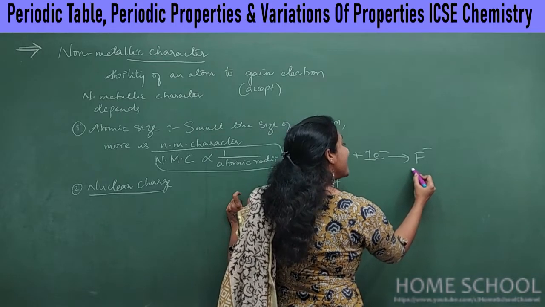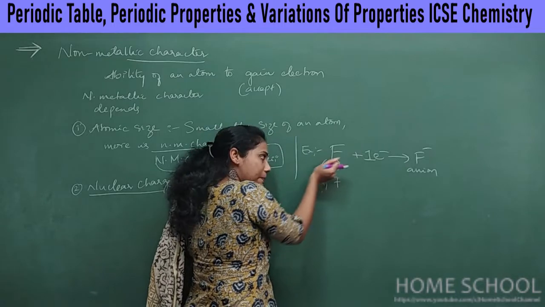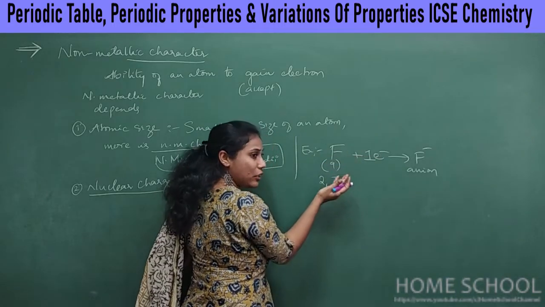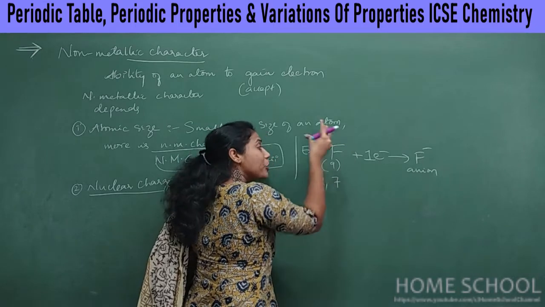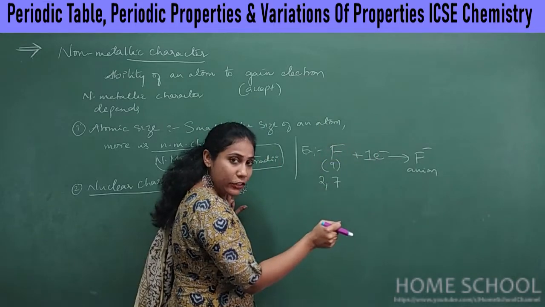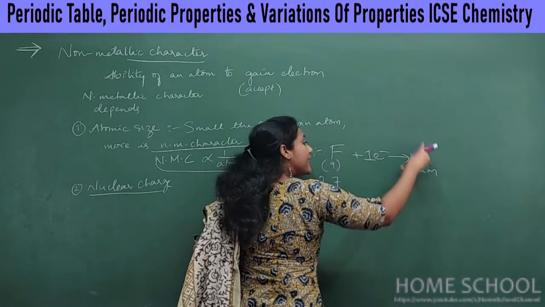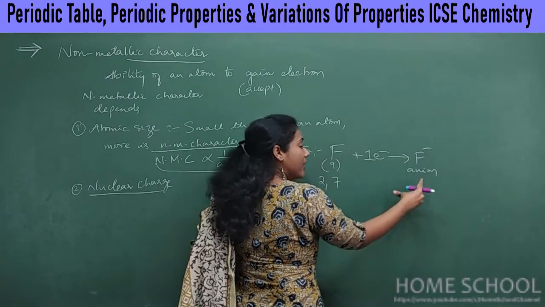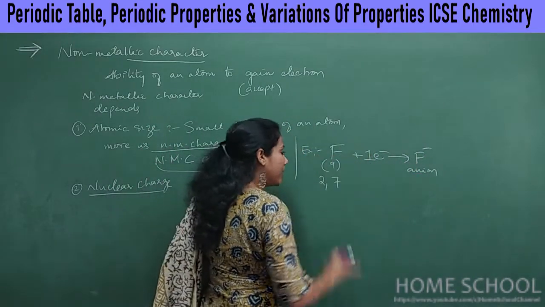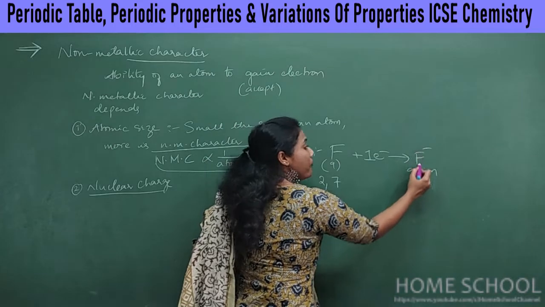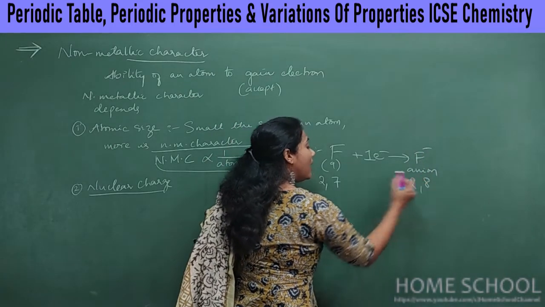We will call it an anion. Always, when an atom accepts electron, it can accept one electron or it can accept 2 electrons, depending on the atom. Here fluorine accepts 1 electron. On accepting, this neutral atom gets converted into an anion, a negatively charged ion. This is very important to understand. And now the F minus electronic configuration, if you write, becomes 2, 8.